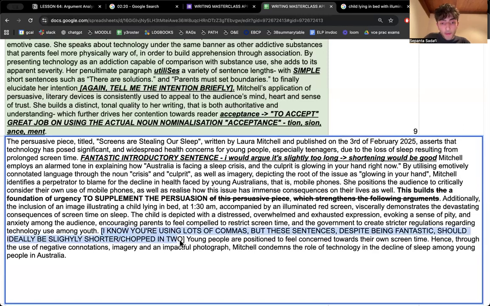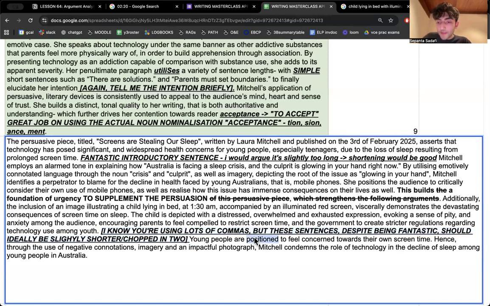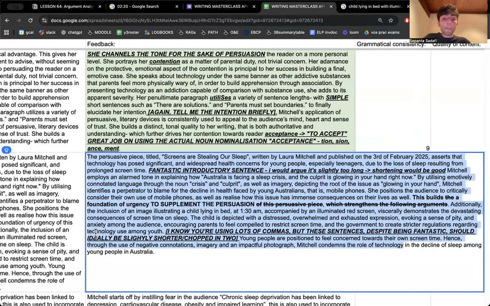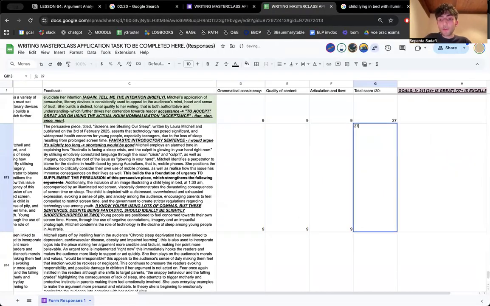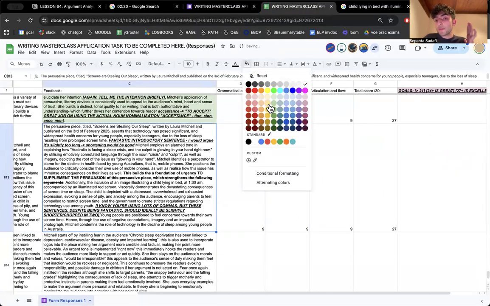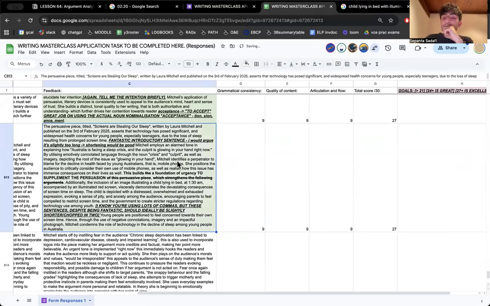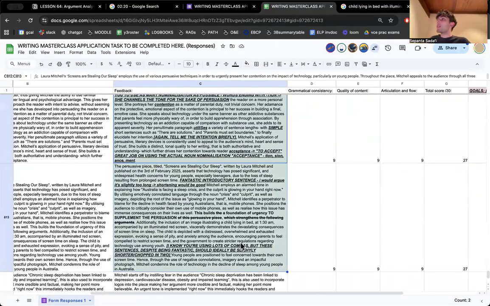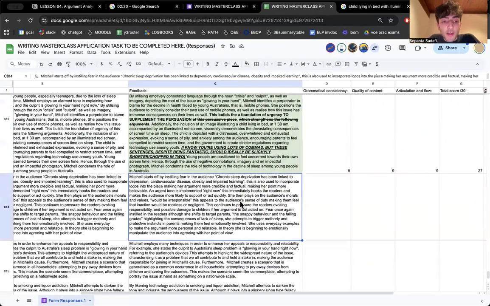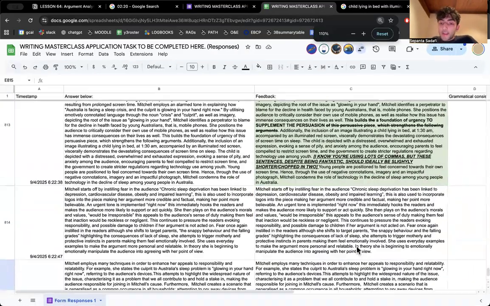Okay. Young people are positioned to feel concern towards their own screen time, negative connotation, imagery, impactful role of tech, but fantastic delivery, fantastic exploration. We're starting with 227s. That's very strong. Very, very strong. So these two are very strong benchmarks for a lot of you. Everybody, look at these pieces. Look how they've navigated these ideas. Well done. All right, next.